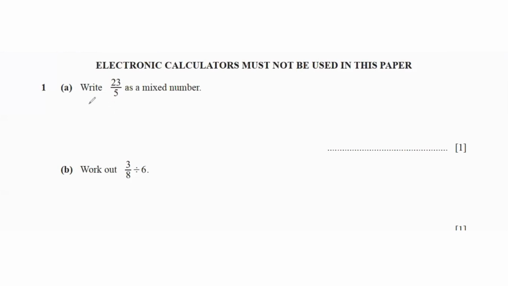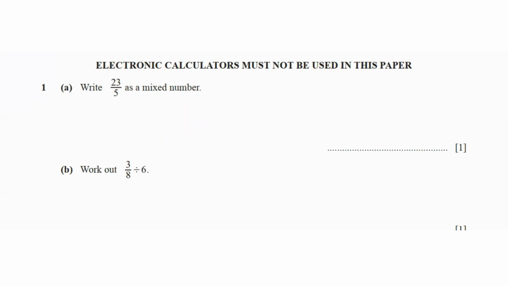In the first question, it says write 23 over 5 as a mixed number. So what we do is we divide 23 by 5. 5 fours are 20. 23 minus 20 is 3. So 4 is your whole number. 3 is your numerator and denominator remains the same, which is 5. So that is your answer.